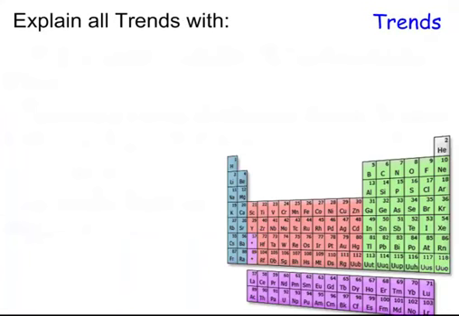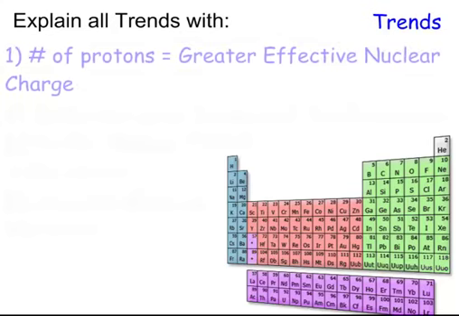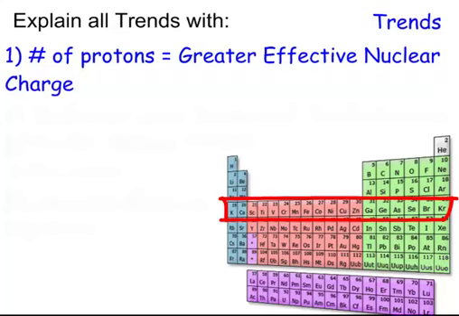Okay? When we take a look at our trends, we can always explain every single one of our trends with a couple different things. Number one, look at the number of protons. If there's a greater number of protons, and this is when we look horizontally on the chart, those protons exhibit an effective nuclear charge. It exhibits attraction to the electrons because they're different charges. So that's effective nuclear charge.